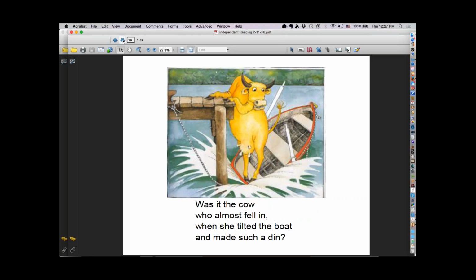Was it the cow who almost fell in when she tilted the boat and made such a din?